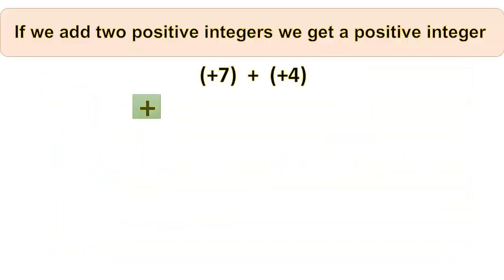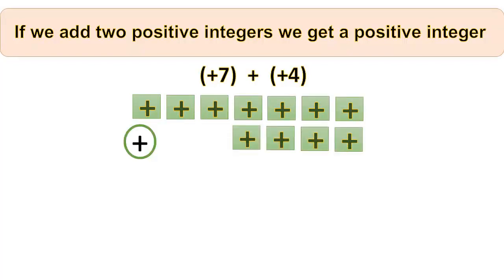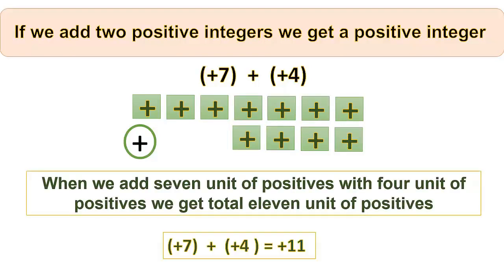We consider plus 7 and plus 4. We add them. Let us use multipurpose board to check this addition. See, on top we have 7 positive symbols. Down we have 4 positive symbols. Add all together. The result is 11 positive symbols. So, plus 7 plus 4 is equal to plus 11.